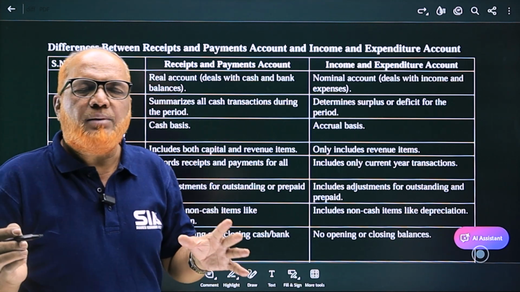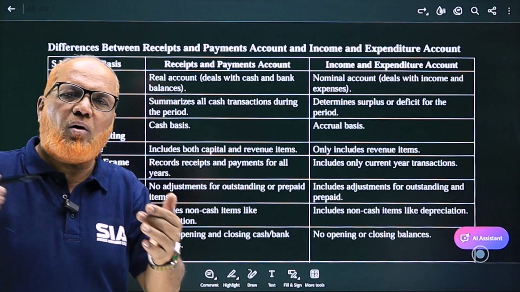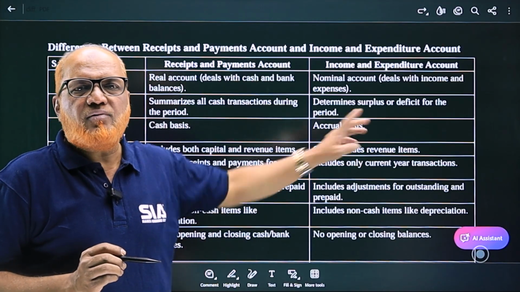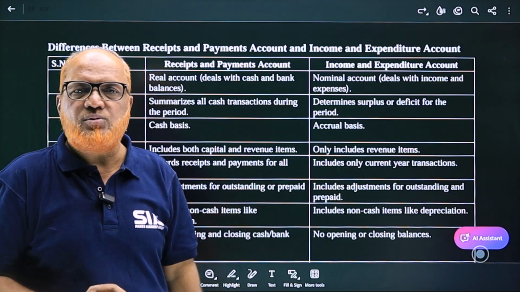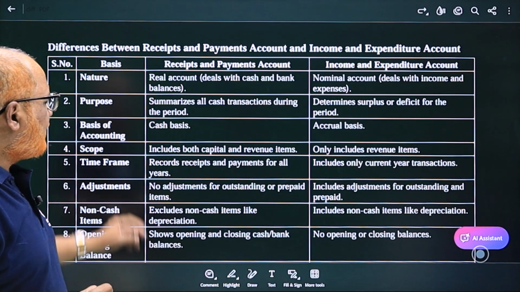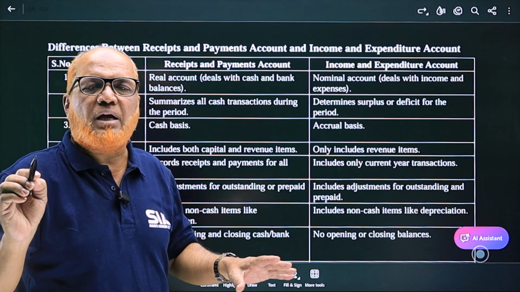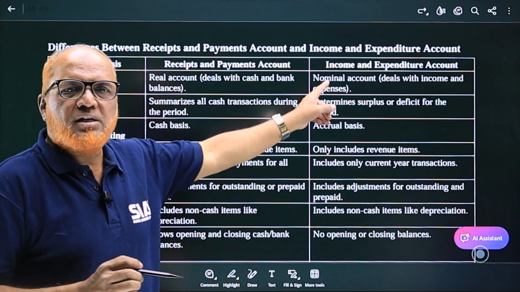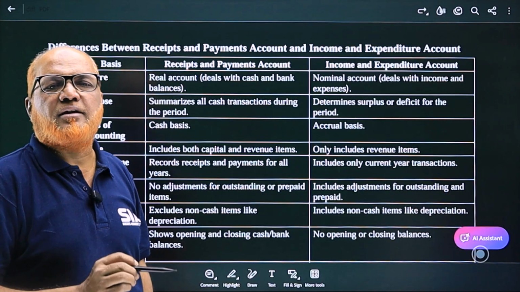In making receipts and payments account, we will not distinguish between capital and revenue. All items, whether capital or revenue, will be taken. Whereas in case of income and expenditure account, we take only revenue items. Capital items will not be taken. Then time frame: it records all receipts and payments irrespective of the time period. Current year, last year, next year, all items. Whereas in case of income and expenditure account, we take only current year items.